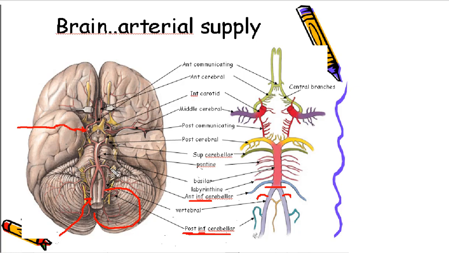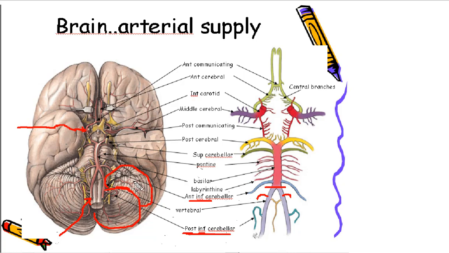So this artery supplies the anterior and inferior part of the cerebellum. So here we have the posterior inferior cerebellar artery. So the anterior inferior cerebellar artery now supplies the anterior inferior part of the cerebellum.